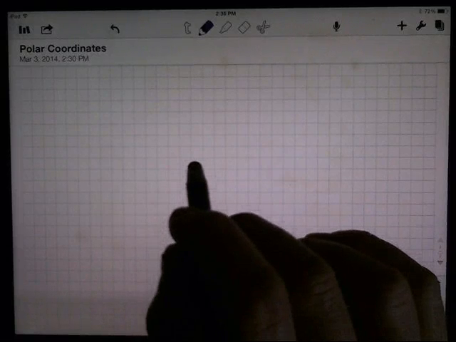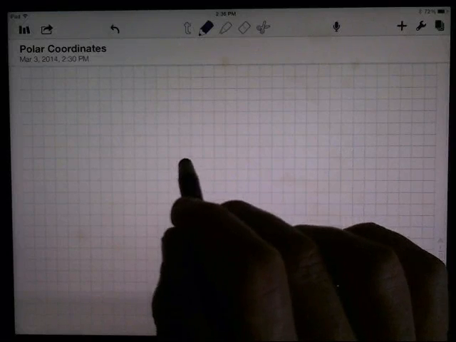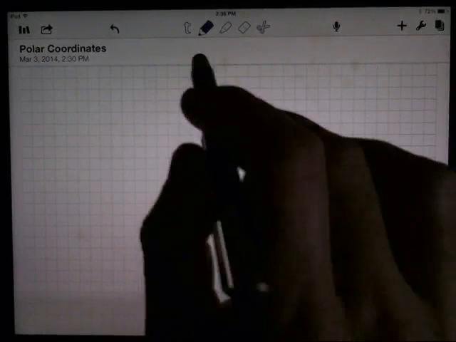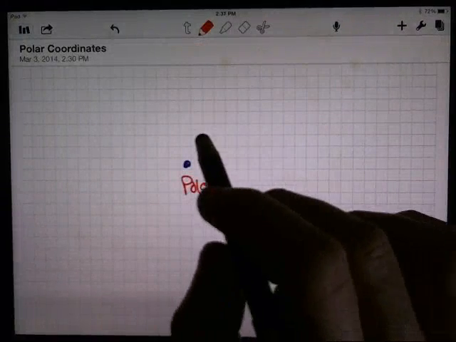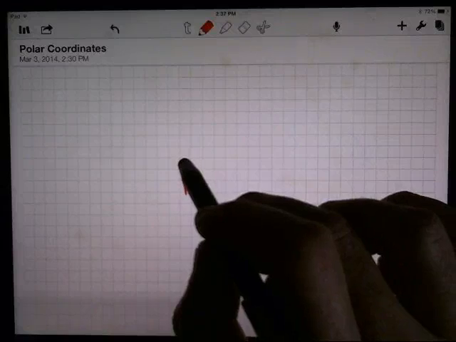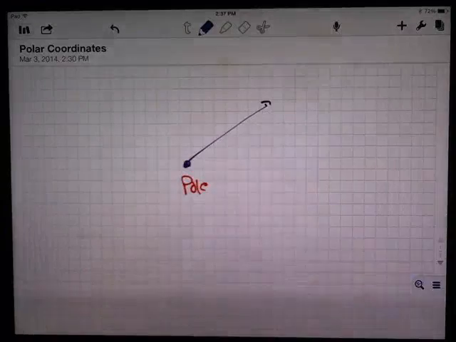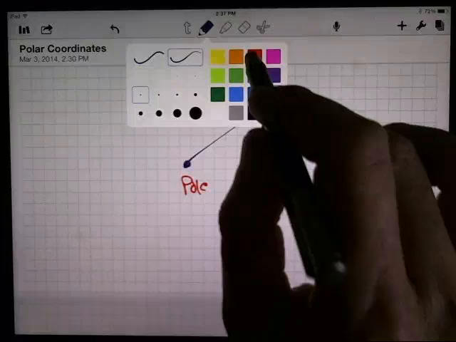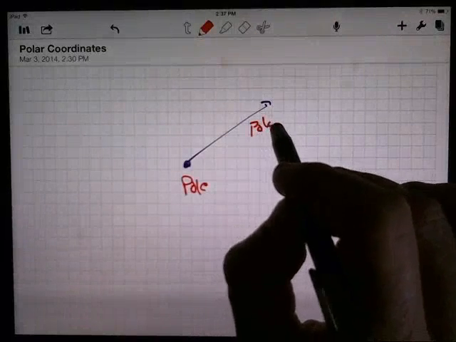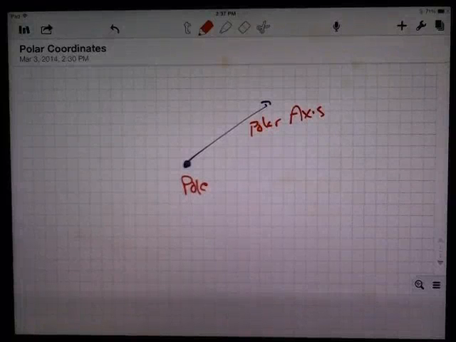The polar coordinate system is based on a couple of things. One is you start with a point, which we'll call the pole. And then there's a half line, which is chosen, starting at the pole and heading off in some direction. This is called the polar axis.